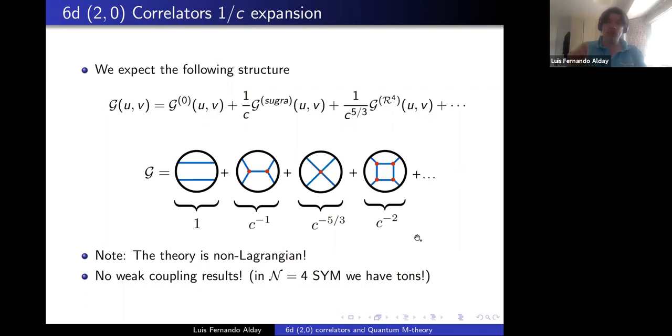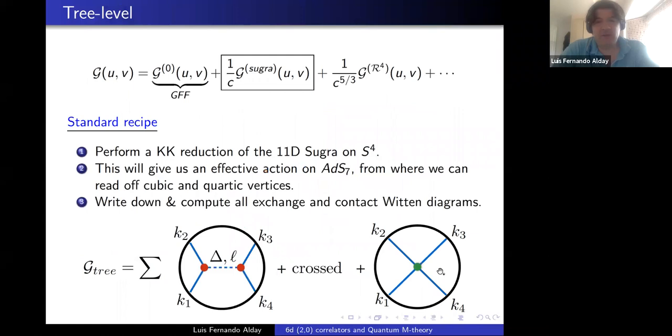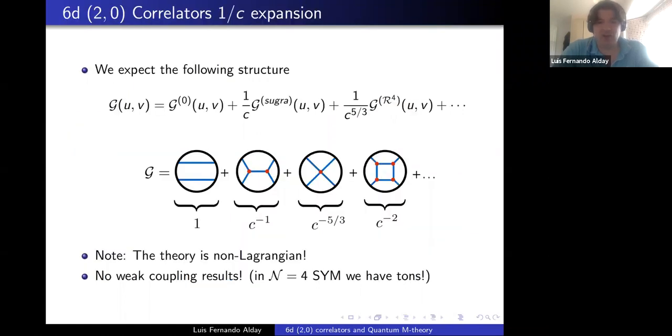But I would like to make two very important facts, in particular one very important fact. The 6D (2,0) theory is not a Lagrangian theory. So it's non-Lagrangian. So in particular, we have no weak coupling results. In N=4 super-Yang-Mills, you have a ton of weak coupling results, and you can draw a lot of conclusions and inspiration from all these weak coupling results. We have nothing like that in the 6D (2,0). So we will try to work out a theory where we have non-Lagrangian. Is that okay?